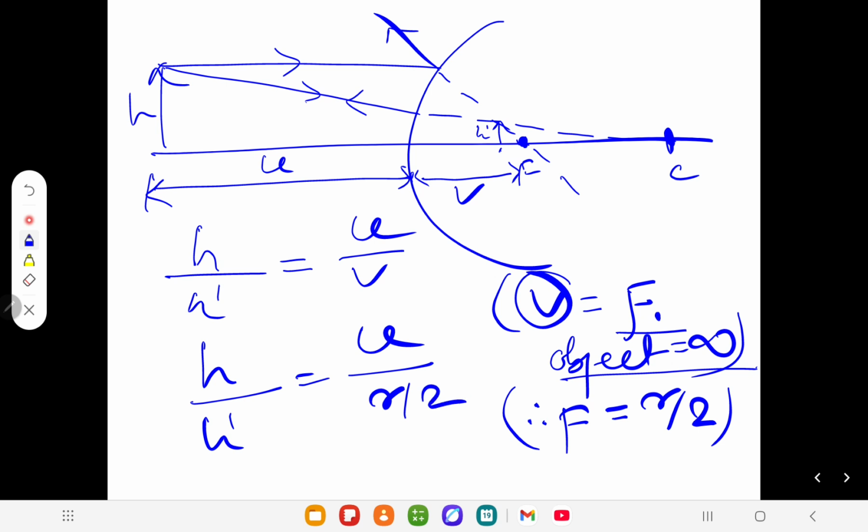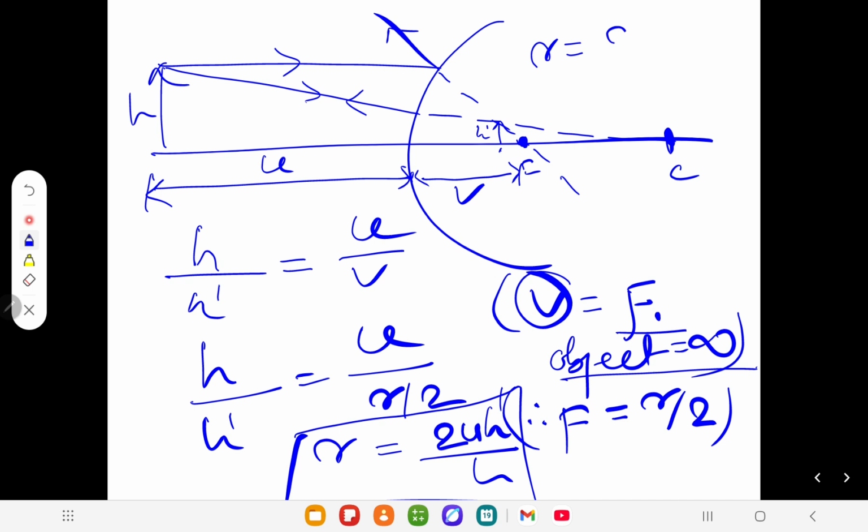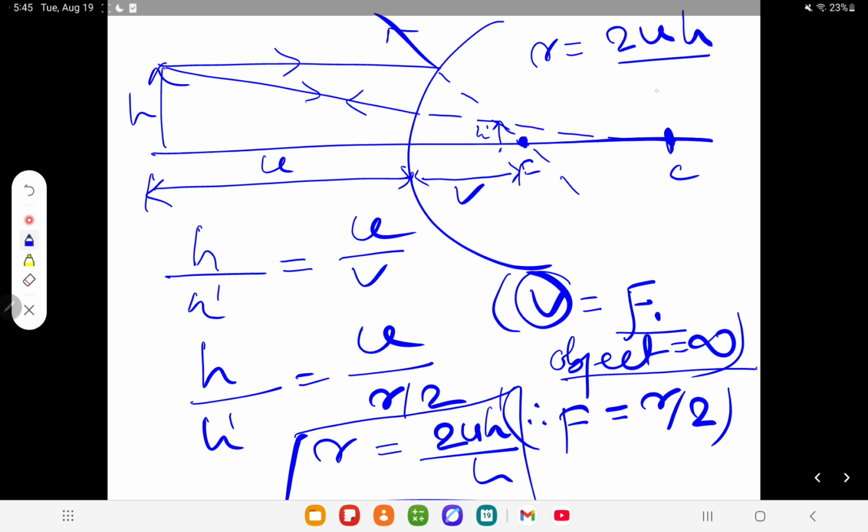What we are actually interested in is finding r, isn't it? The radius of curvature of the mirror. And what is the mirror? The front surface of the cornea. So what is r? R is 2u h dash divided by h, isn't it? Let's think about this formula once. Let me write it. R is equal to 2 u h dash divided by h.